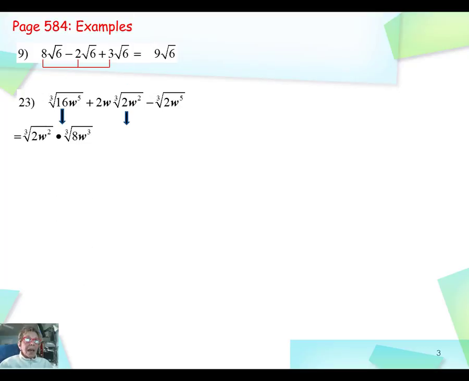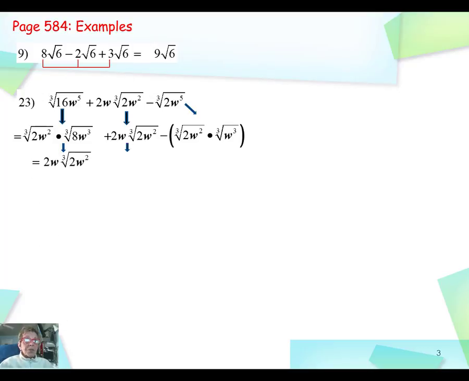We're going to break down the cubed root of 16w to the fifth as the cubed root of 2w squared times the cubed root of 8w cubed. The second term we're going to leave exactly as it is, and the third term we're going to change into the cubed root of 2w squared times the cubed root of w cubed. Now I have created some perfect cube radicands that I can eliminate the radicals on.